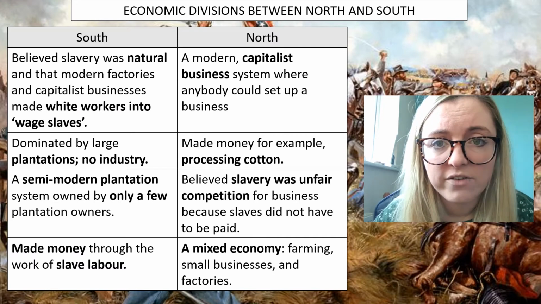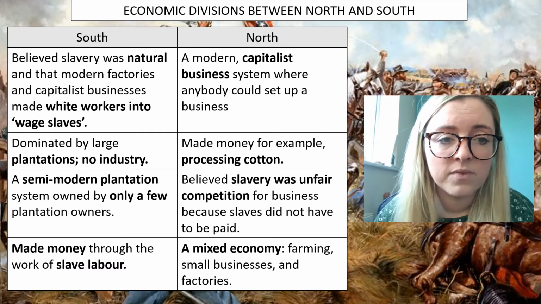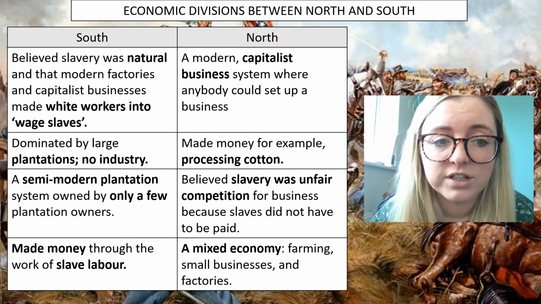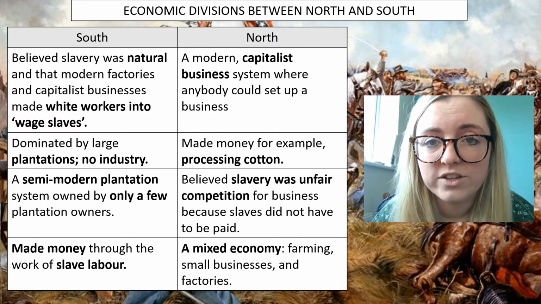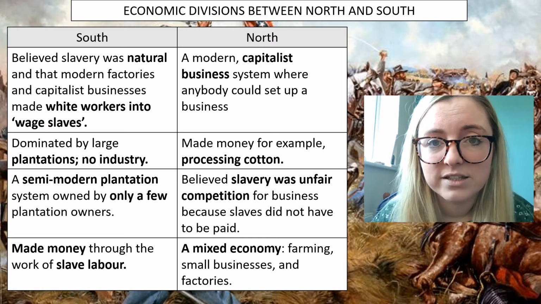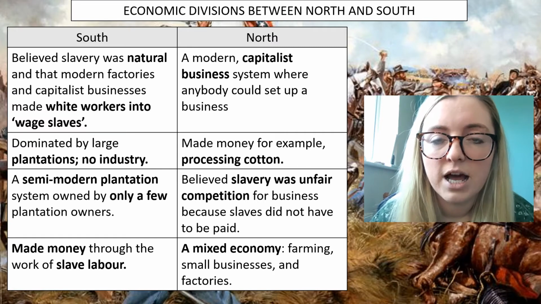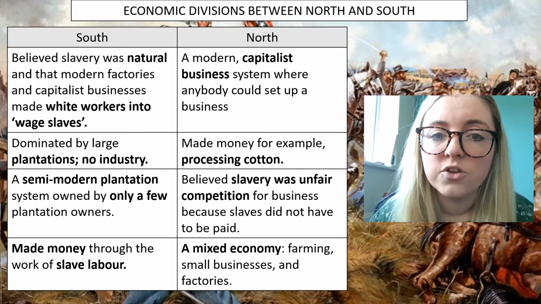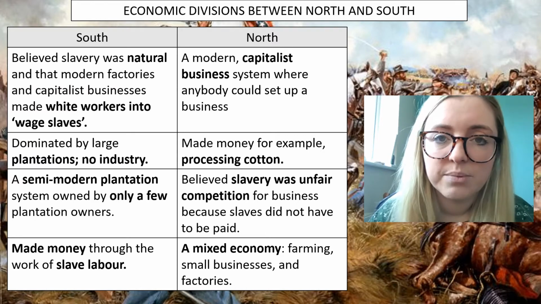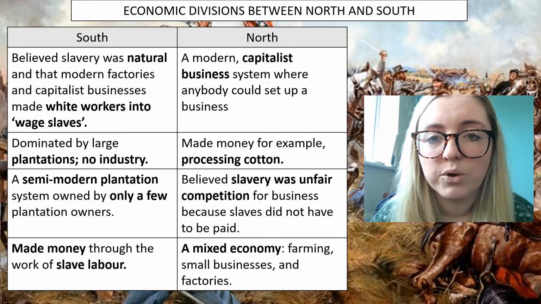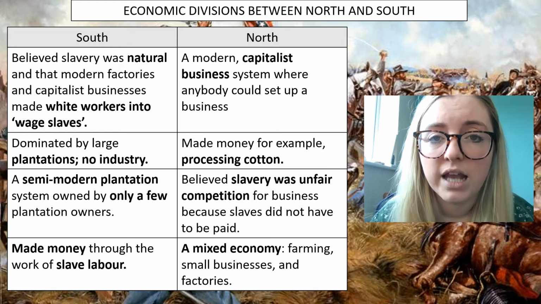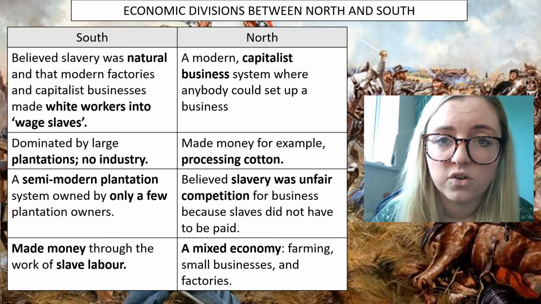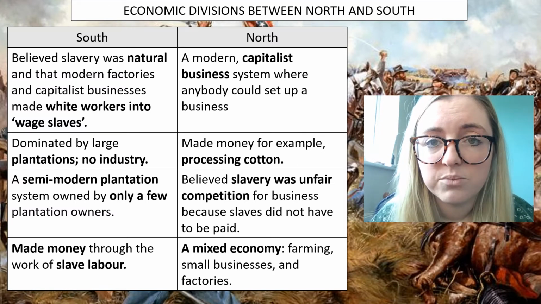We're now going to zoom in and just have a little look at some of the key differences. So the South believed that slavery was natural, and actually capitalist businesses were forcing white workers into wage slaves. So slavery in the sense of they are working for wages that are controlled by business people. The North thought their economy was a modern capitalist business system which allowed people to set up businesses if they wanted to. The South was dominated by large plantations and they had no factories or industry. The North actually made money from processing and manufacturing cotton.